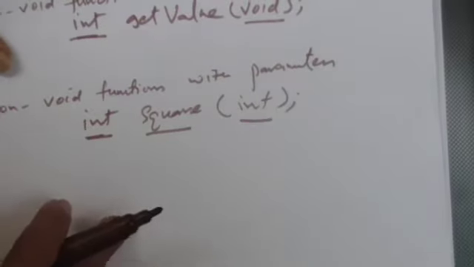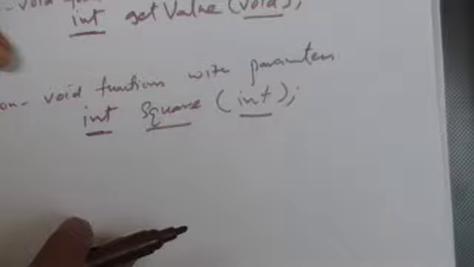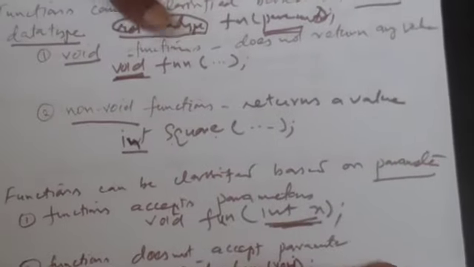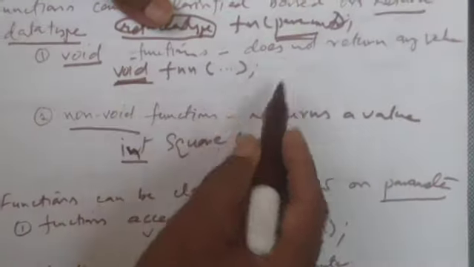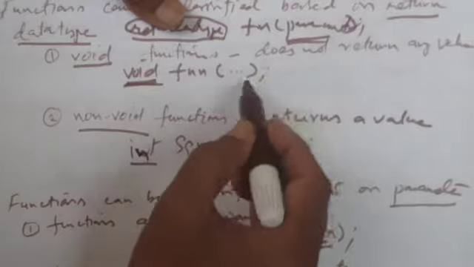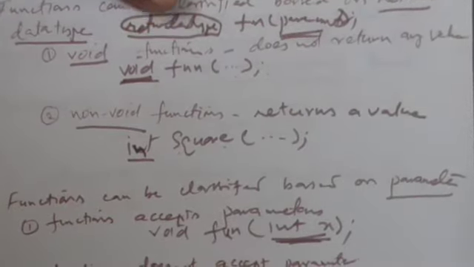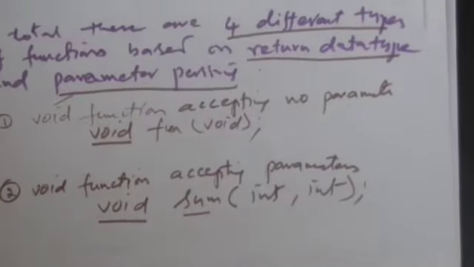As I said, one is void functions and non-void functions. Void functions accepting a parameter, and void functions not accepting any parameters. And void functions accepting the parameters. Thank you.